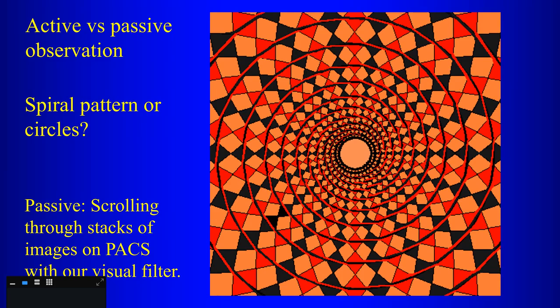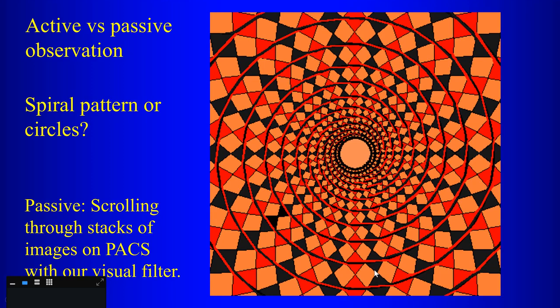There's also a difference between active and passive observation. If I ask you if this is a spiral pattern or are you looking at a series of circles, well, just passively, as you just kind of look at that, it looks like a spiral. But if you look at it actively, where you actually trace it around with your eyes, you will see that each one of these is really a separate circle. So that's the difference between active and passive observation.